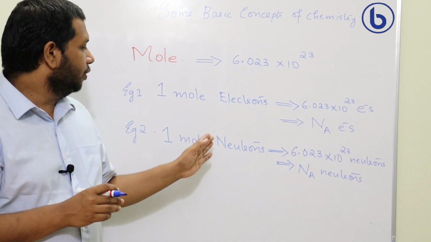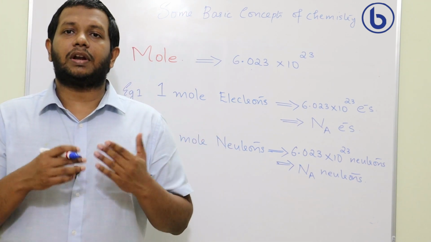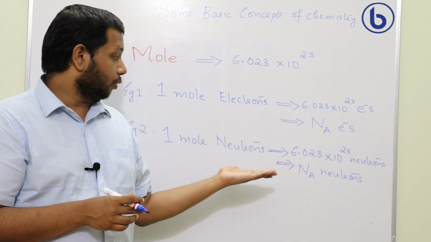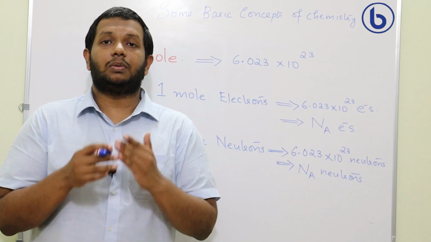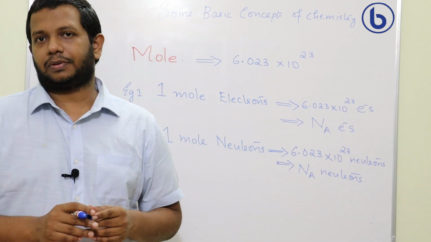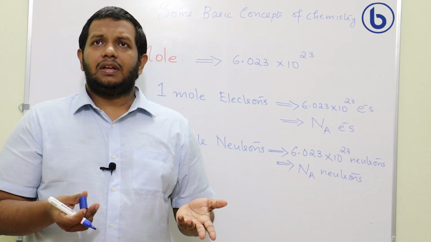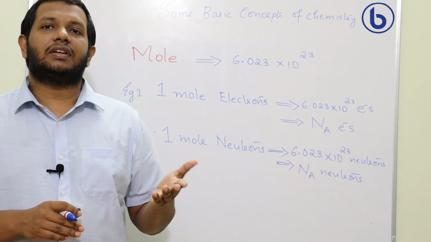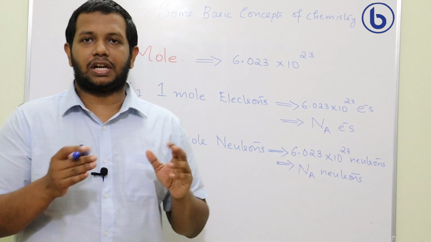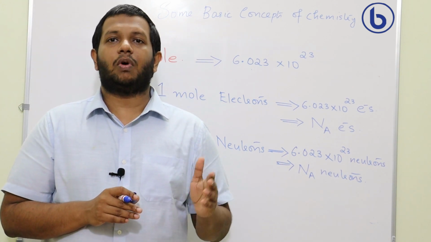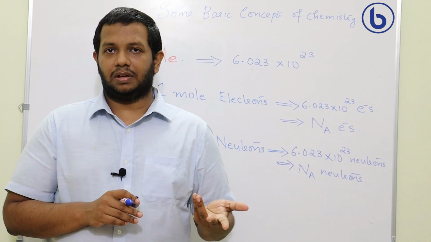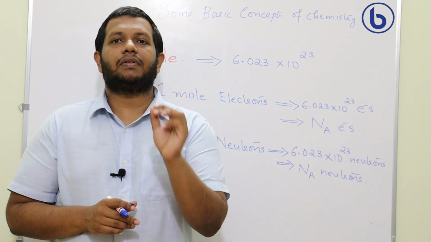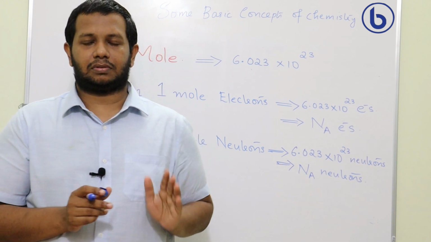If I say 1 mole neutrons, it means 6.023 into 10 power 23 neutrons. And if I say 1 mole protons, it means 6.023 into 10 power 23 protons. Okay. It can be other than this also, as I have introduced you to the term atom. An example for an atom is the hydrogen atom. If I say I have 1 mole hydrogen atom, what does that mean? I have 6.023 into 10 power 23 hydrogen atoms.